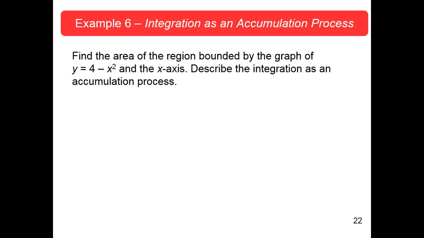So what's different here? I don't see anything really all that different. Find the area of the region bounded by the graph of y equals 4 minus x squared and the x-axis, and describe the integration as an accumulation process. We're going to be doing the same thing, and they're just talking about it in different terms, basically. But what is the better thing, the thing you ought to do first?